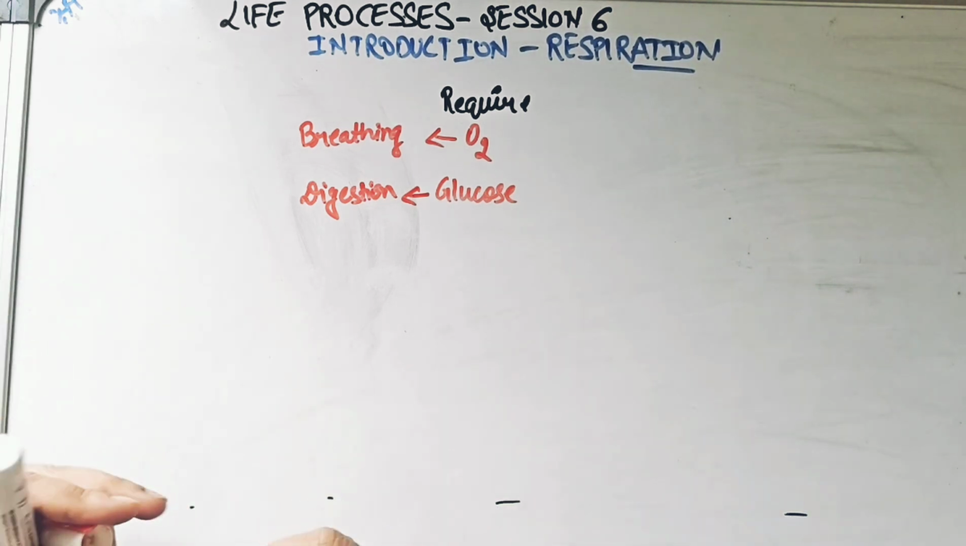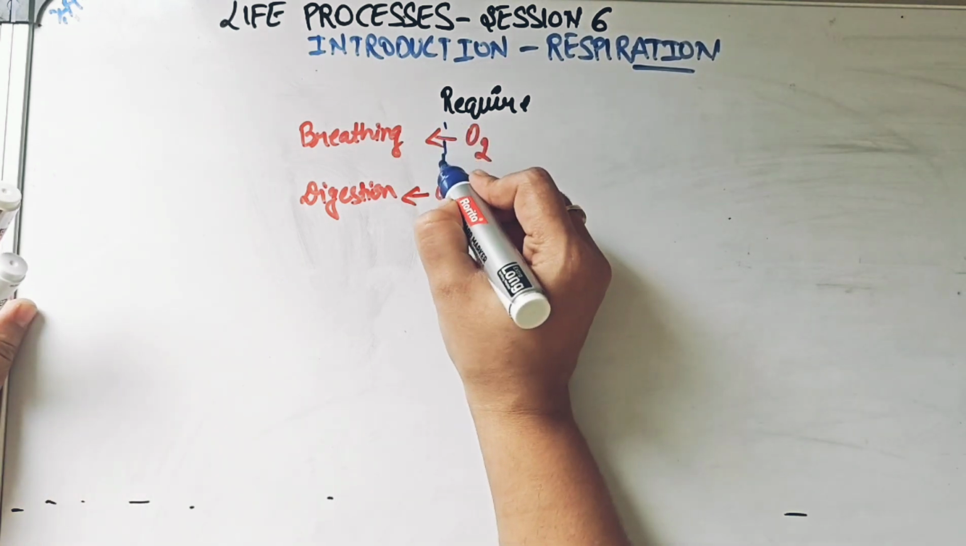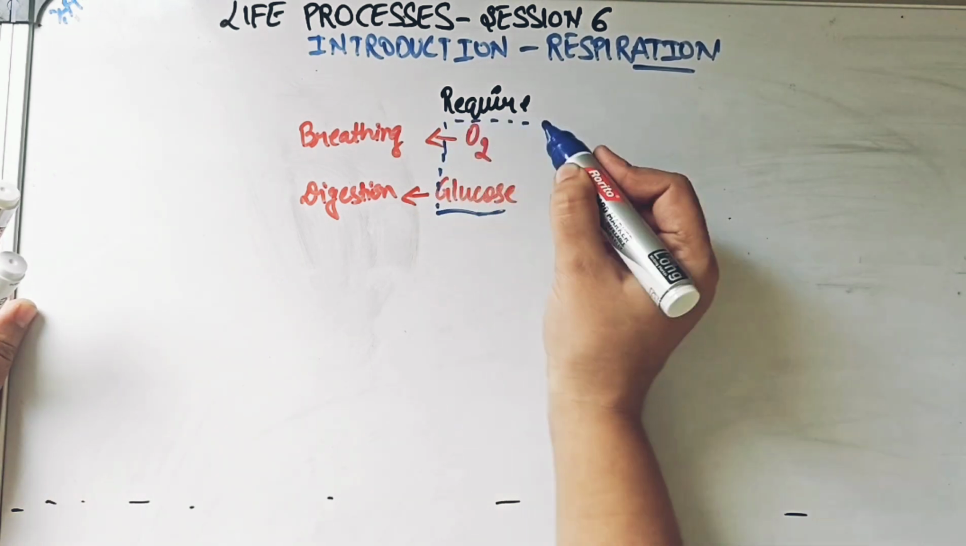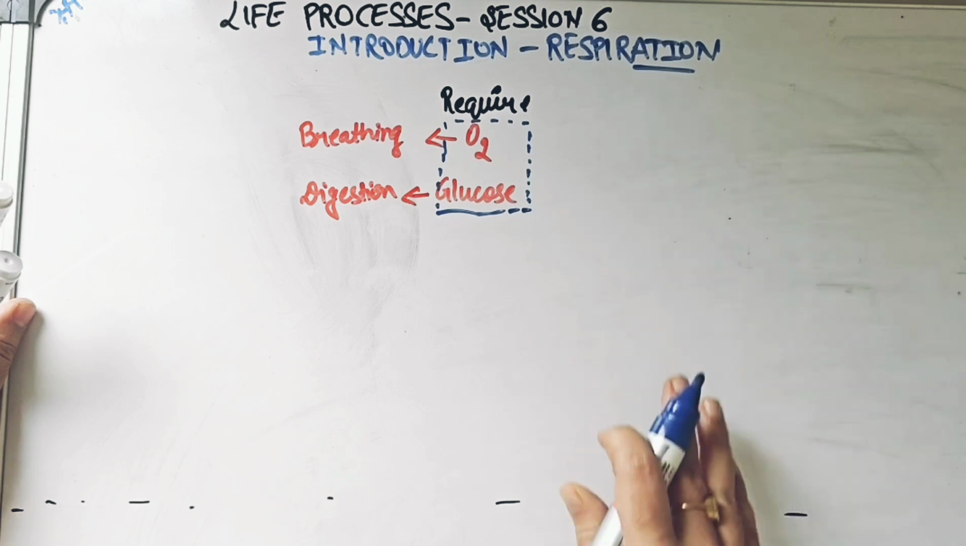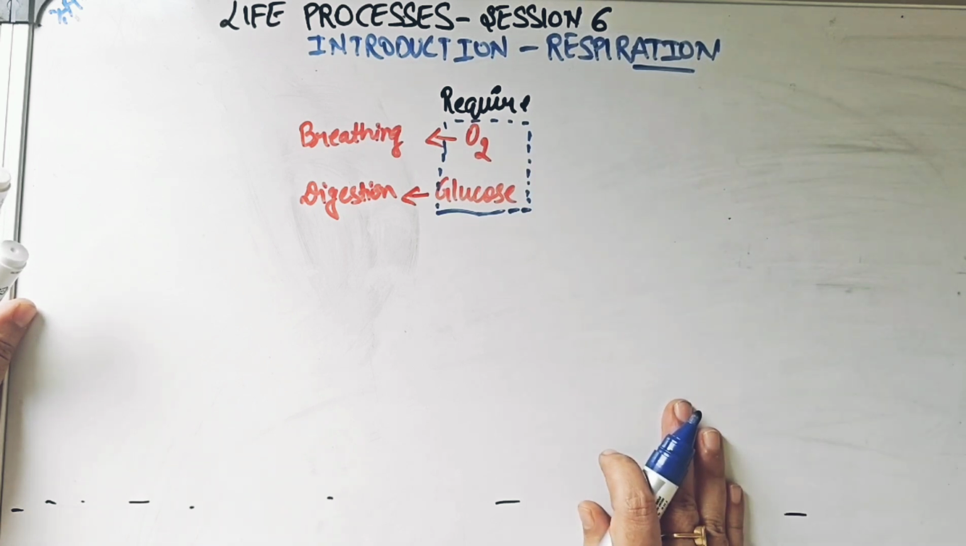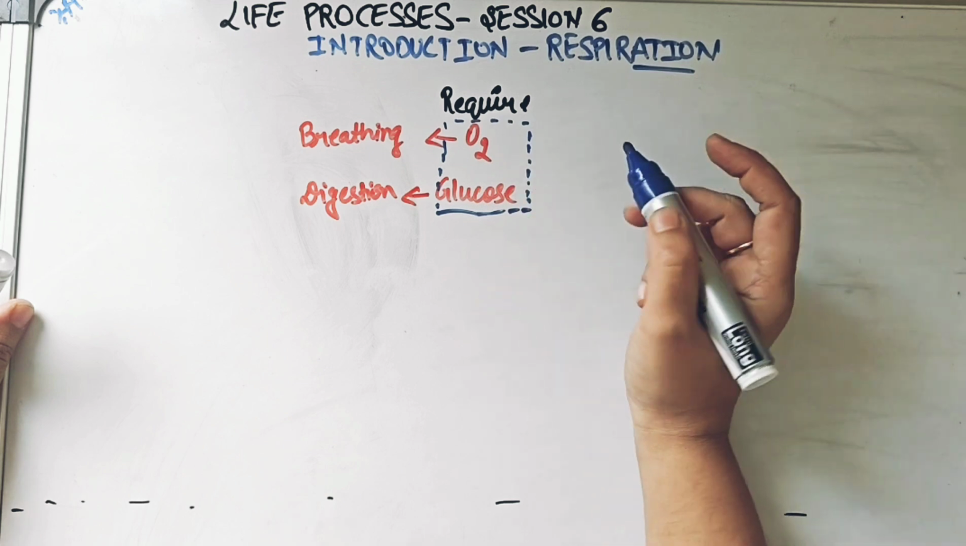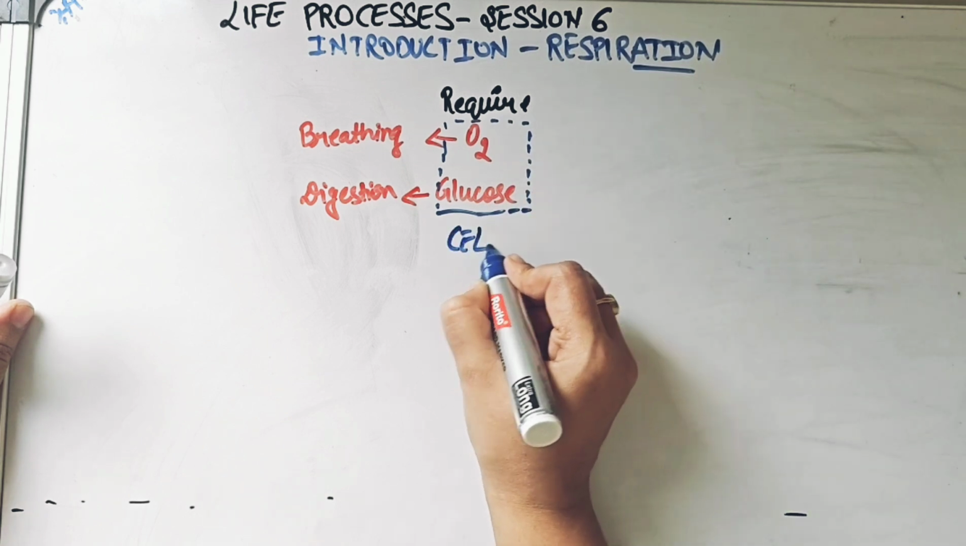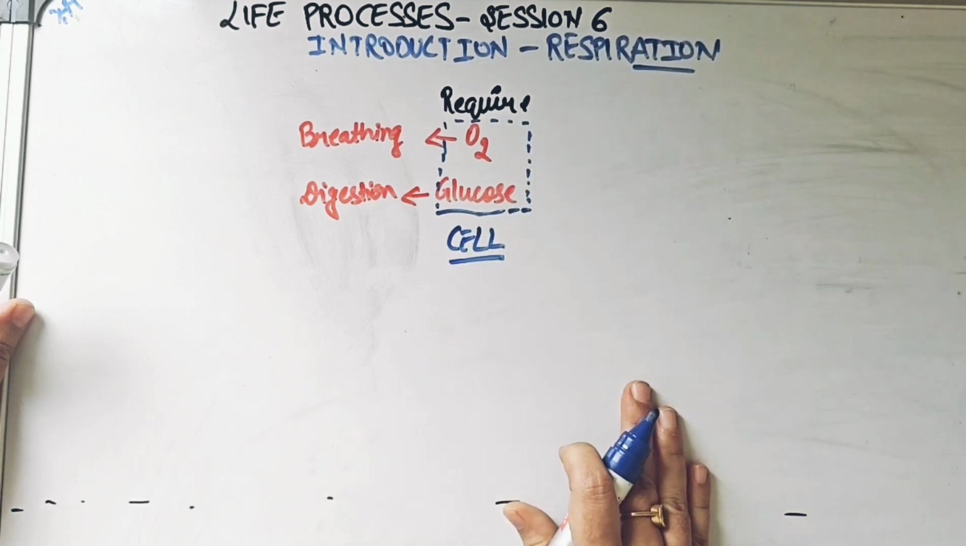Now, another important thing you should know, where are you actually requiring this glucose and oxygen? Is there any place in your body that requires glucose and oxygen? So the answer is yes. Where do you require this oxygen and glucose? You require this at the cellular level of your body.